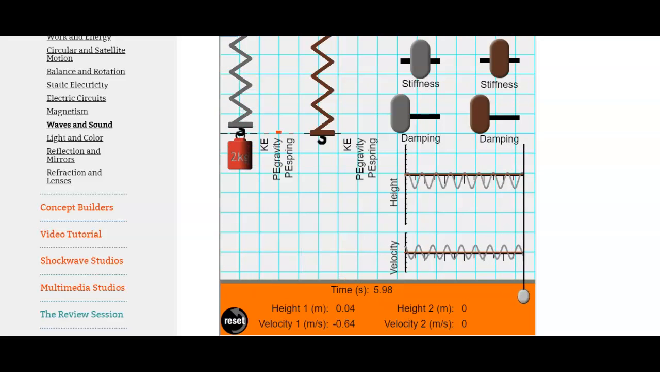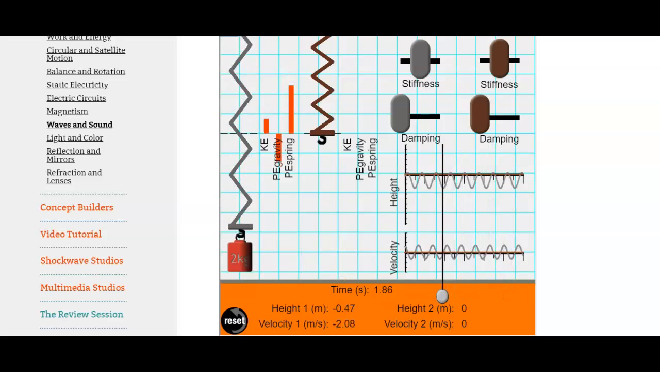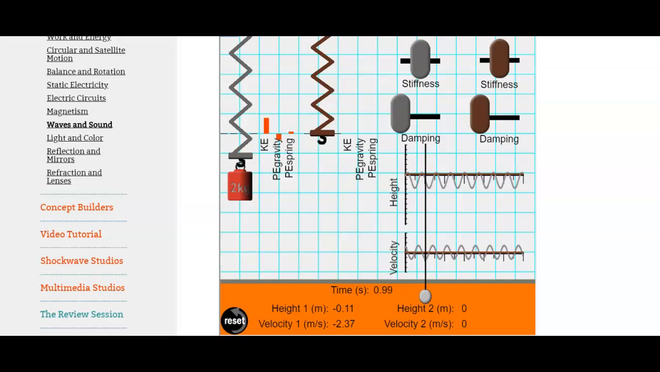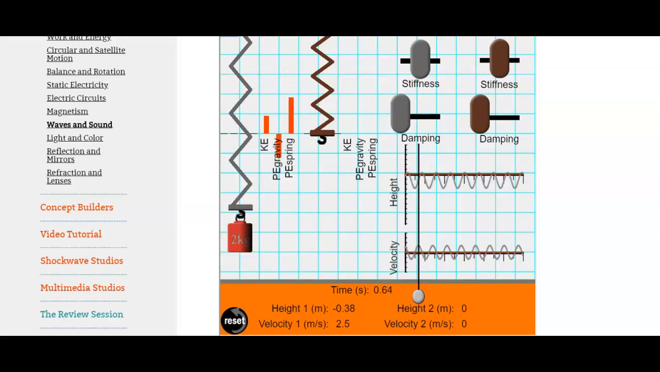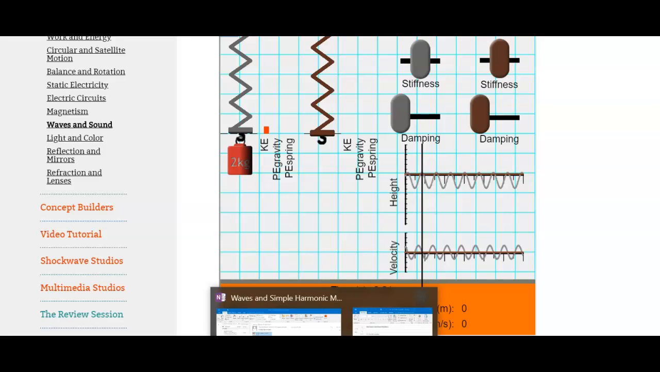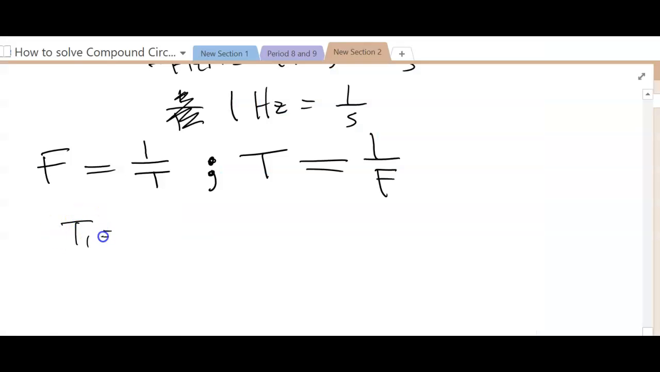Okay, so now let's move this slider back. I'm going to pick this spot right here because that's when it was at the very top of its motion. I don't think you guys can see what I'm pointing at here, but the time, which is right to the left of this little gray ball, is 0.81 seconds. Let's write that down. T1 equals 0.81 seconds.